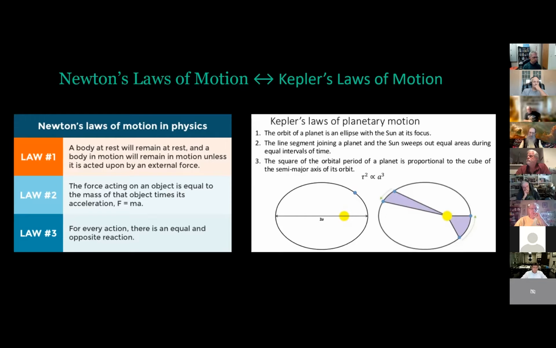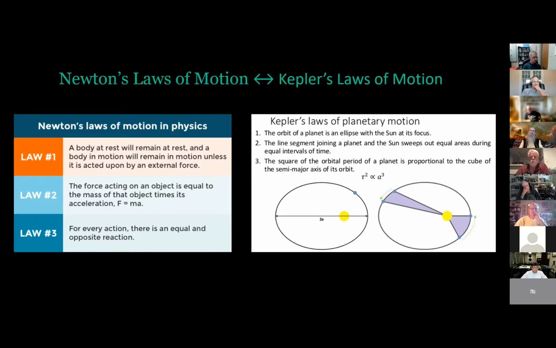The second law, I don't know how many of you are familiar with this, is basically when you have a force acting on an object, it's equal to the mass of that object times its acceleration. So if you exert more force on an object and the object's mass remains constant, it doesn't change, the object will increase in acceleration. It will move faster and faster through space.